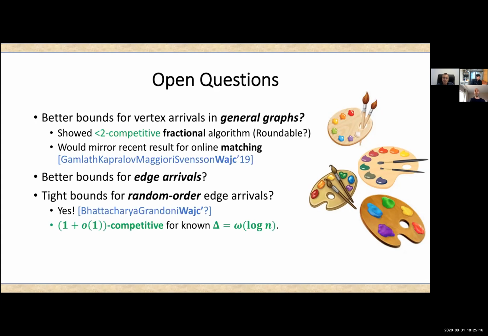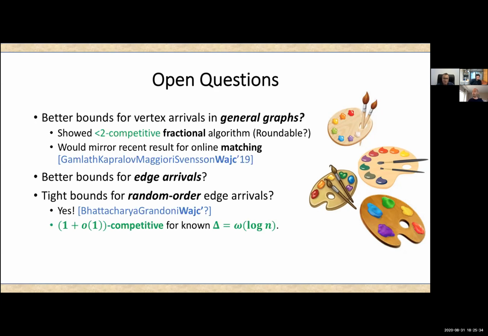In recent work with San Battaglia and Fabrizio Gantoni, we resolve this question. So I guess it's not so much an open question, just kind of plugging in this new result. So you can get a roughly one competitive algorithm for super logarithmic maximum degree in the random order edge arrival model.